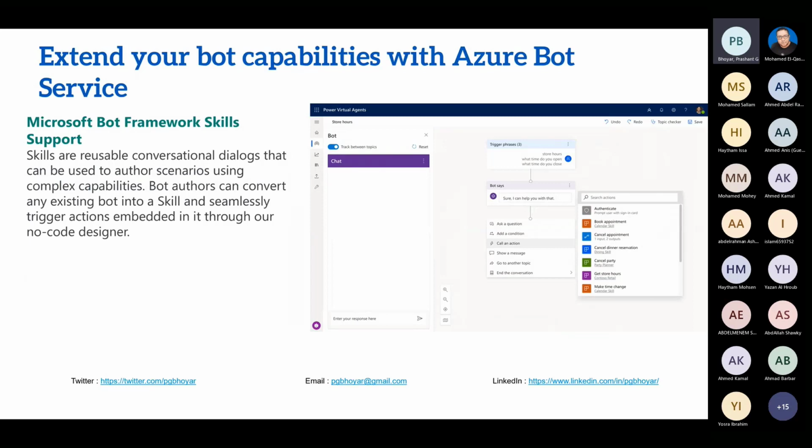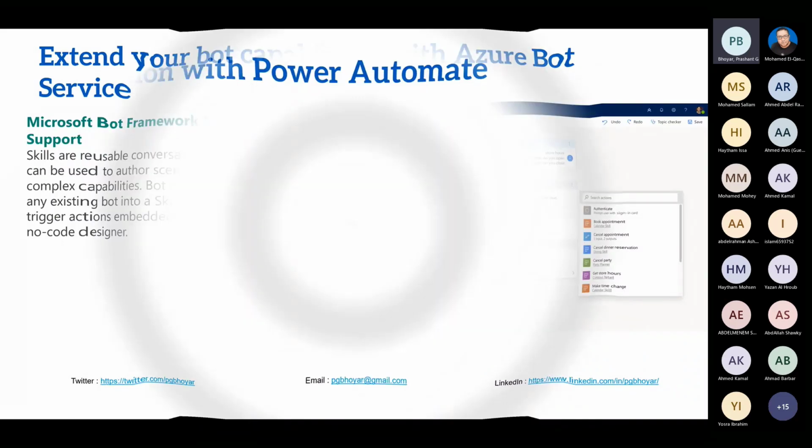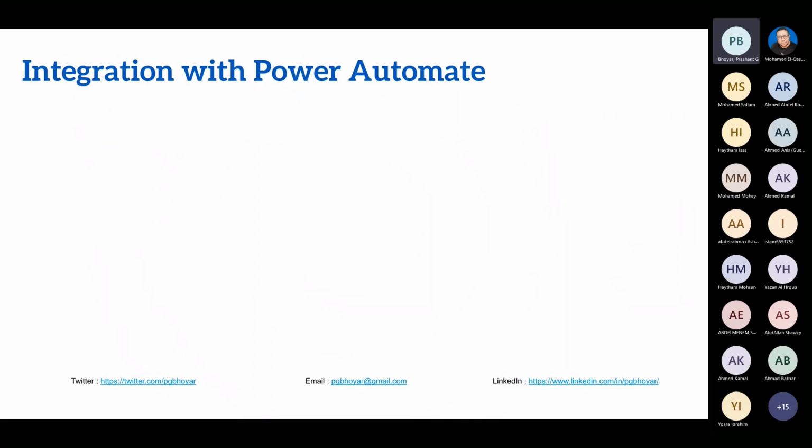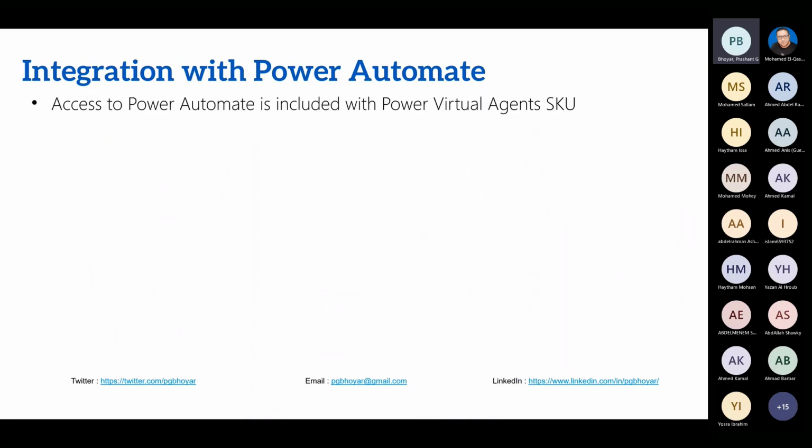And in case you would like to integrate custom code, you can deploy your custom bot, which is built using Microsoft Bot Framework as a bot framework skill. And then using call an action, you can call that particular skill right away from your Power Virtual Agent. Now, as I mentioned, Power Automate is your gateway to the outside world from the Power Virtual Agent.